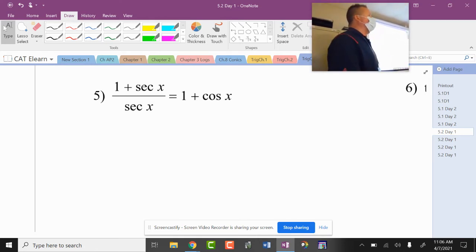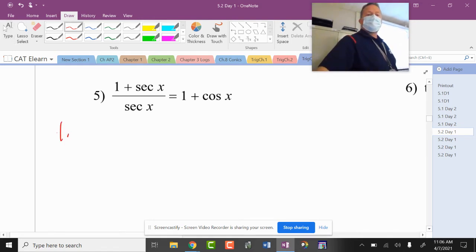What do you know about secant? Secant is 1 over what? You don't get the answer. You're answering all the questions. There we go. Who said that over there? Nice. So the left side has secant. The right side has cosine. Let's try to turn the left side into cosines. And by definition, secant is 1 over cosine.